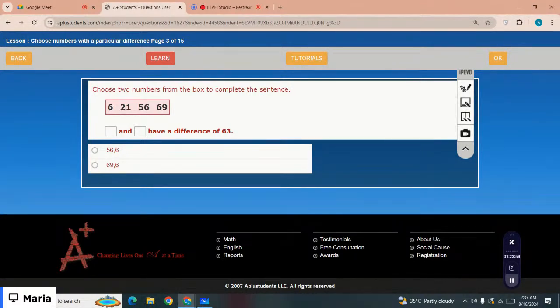Yes, that is 69 and 6. Option number 2 is the correct option.